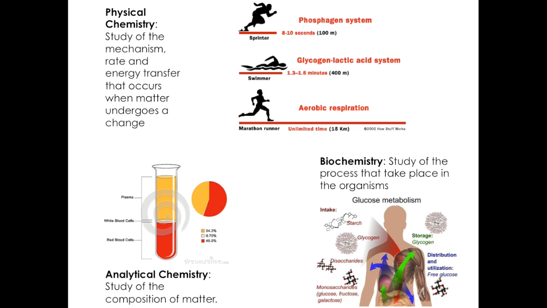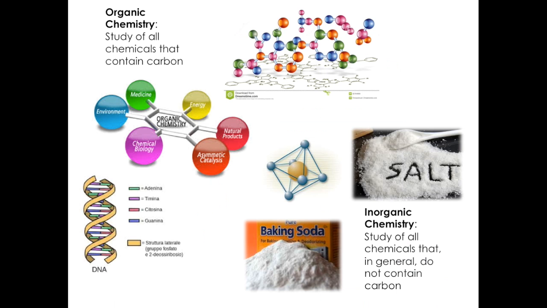Biochemistry is the study of the processes that take place in organisms. In here, we can see the glucose metabolism. Organic chemistry is the study of all chemicals that contain carbon, like in the DNA or structures that we will see later on. Inorganic chemistry is the study of all chemicals that in general do not contain carbon. In here, we have salt and baking soda.